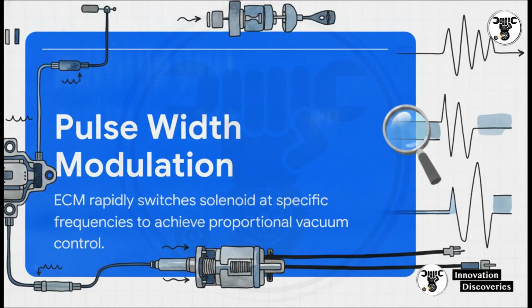Instead, it rapidly switches the ground or power side at a very specific frequency. By varying the on-time percentage, what we call the duty cycle, from 0 all the way to 100%, the ECM achieves incredibly fine proportional vacuum control. So 50% duty cycle means the solenoid is cycling open and closed equally, delivering a moderate vacuum. This allows for precise EGR valve lift without the need for some overly complex variable valve mechanism.